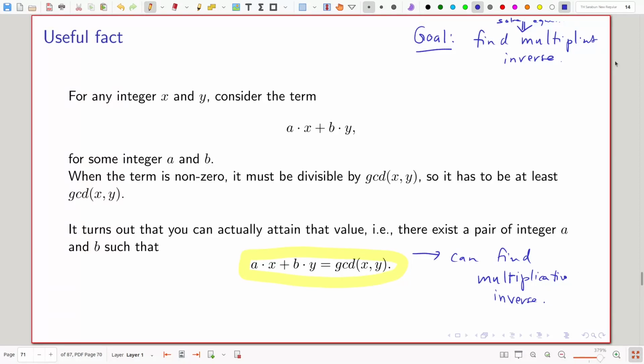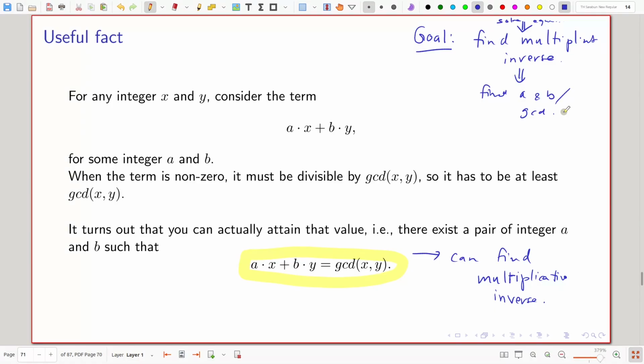To find the multiplicative inverse, we have to do something with GCD. We will find this A and B and the GCD, to find the inverse. So that's our goal.